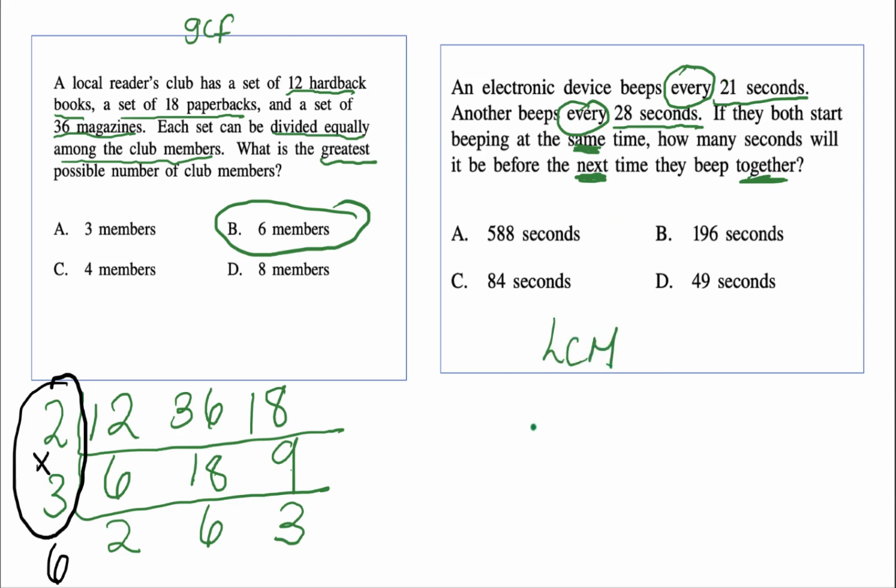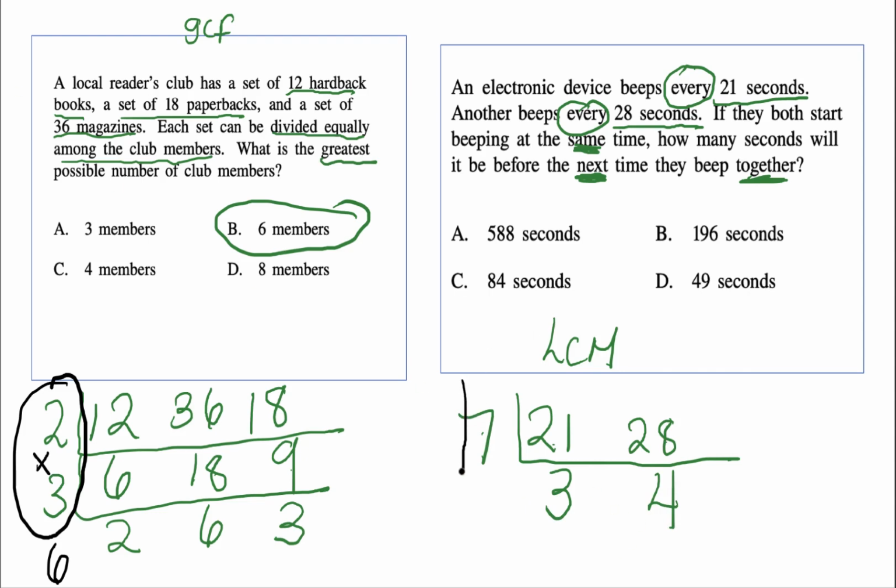The numbers we're dealing with are 21 and 28. The smallest prime number that would divide 21 and 28 is 7. 7 goes into 21 3 times. 7 goes into 28 4 times. Now, the only number that would divide 3 and 4 evenly is 1. And because we're finding the LCM, we have to make that L. There it is, where we're multiplying 7 times 3 times 4.